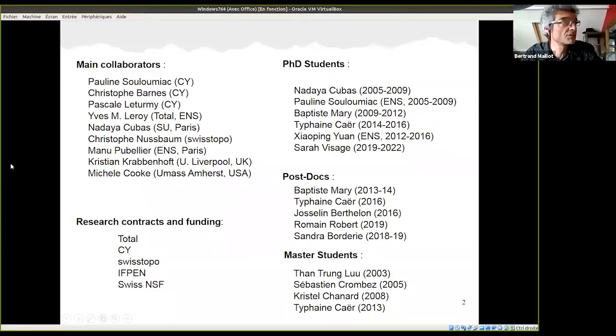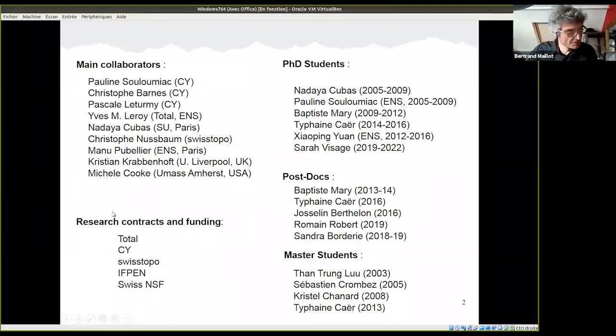of these developments. We had 10 PhD students, of which I will present the results, postdocs, and master's students, and we are funded mostly by Total, Swiss Topo, and my own university, CY, because the applications are in the exploration of hydrocarbon resources. These studies are trying to help the structural interpretation of the underground, and also the exploration of repository sites for nuclear waste.